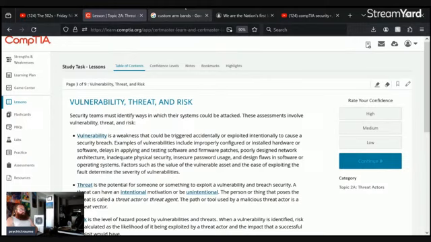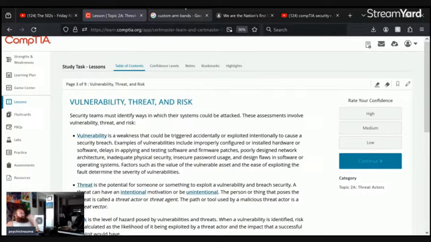A vulnerability is a weakness that can be triggered accidentally or exploited intentionally to cause a security breach. Example vulnerabilities include improperly configured or installed hardware or software, delays in applying and testing software and firmware patches, poorly designed network architecture, inadequate physical security, insecure password usage, and design flaws in software or operating systems. Factors such as the value of the vulnerable assets and the ease of exploiting the fault determine the severity of vulnerabilities.